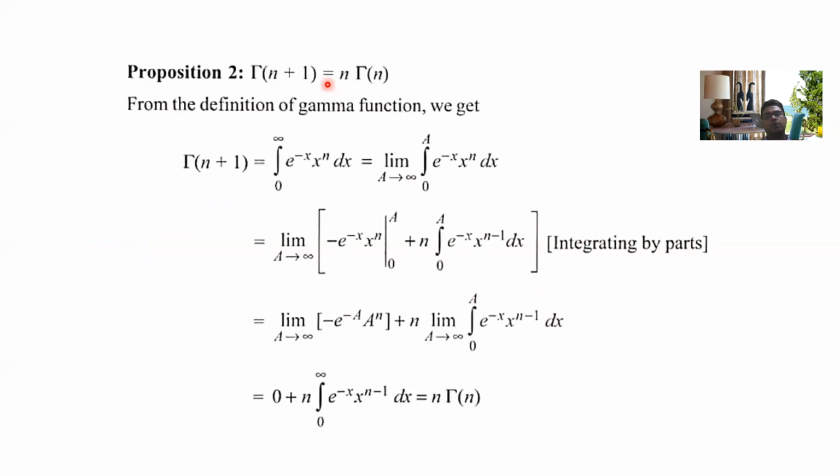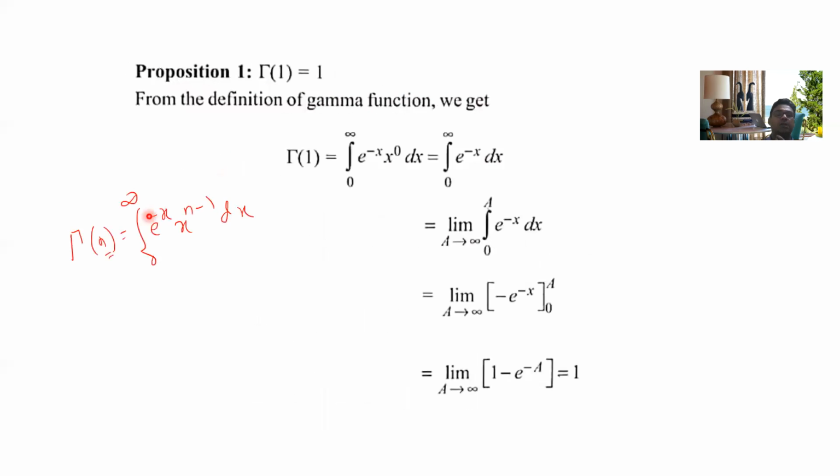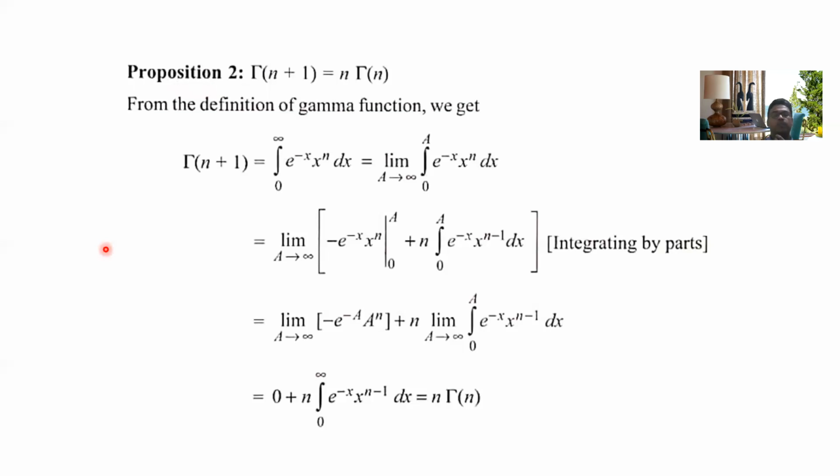Next, this is also a very important property: gamma n plus 1 is equal to n gamma n. By using this property, you can solve lots of questions on the gamma function. Let's see. For gamma n plus 1, ultimately we replace n by n plus 1.